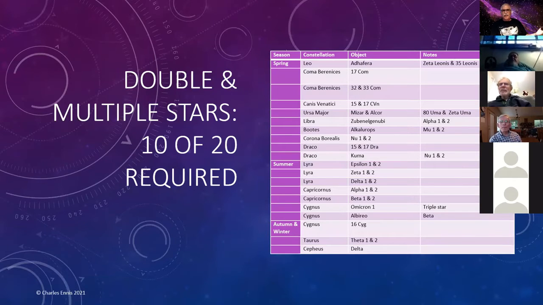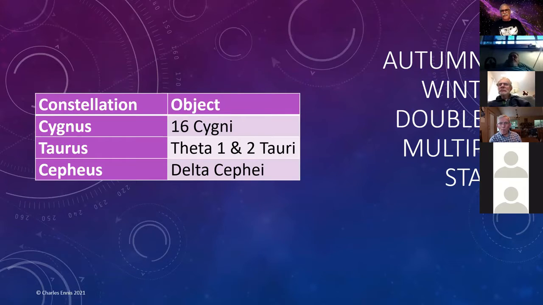So there's the double and multiple stars for the entire program. And you can see again, autumn and winter is a fairly short list. So we'll take a look at these double stars here. In Cygnus, we've got 16 Cygni, Theta 1 and 2 Tauri, and in Cepheus, we've got Delta Cephei.